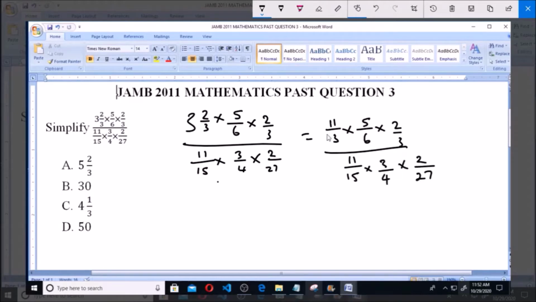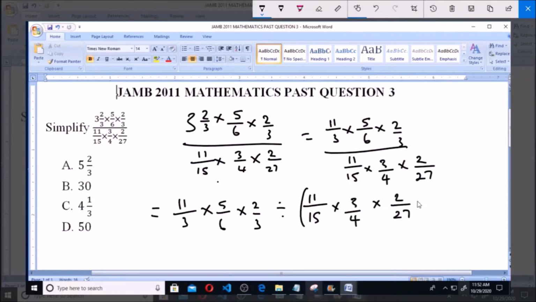Now this entire expression can be written as 11 over 3 multiplied by 5 over 6 multiplied by 2 over 3, divided by 11 over 15 multiplied by 3 over 4 multiplied by 2 over 27. Looking at this, 2 into 2 is 1 and 2 into 6 is 3. So in this bracket, 3 into 3 is 1 and 3 into 15 is 5. 2 into 2 is 1 and 2 into 4 is 2.